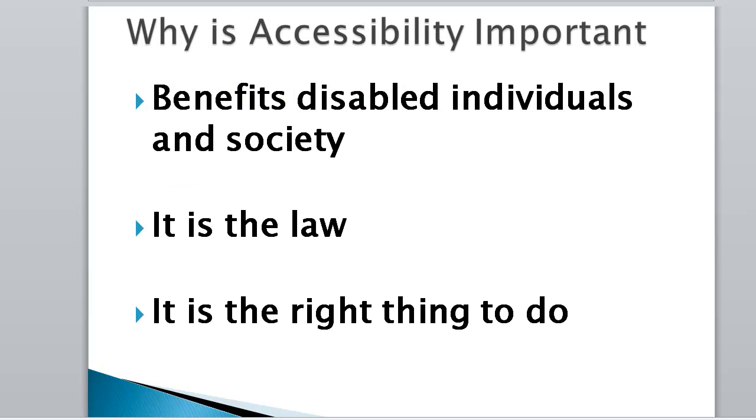Accessibility is important for many reasons. It benefits not only the individual, but society as a whole, because the individuals are now included with everyone. Another reason why it's important is that it actually is the law. There are federal laws and state laws that concern the rights of disabled people to have access to electronic documents. And of course, it just is the right thing to do for everyone involved.